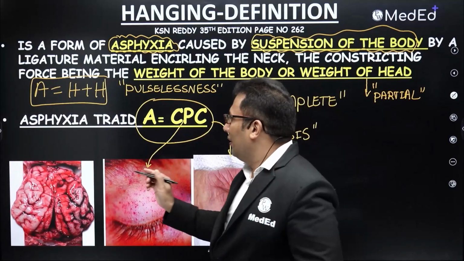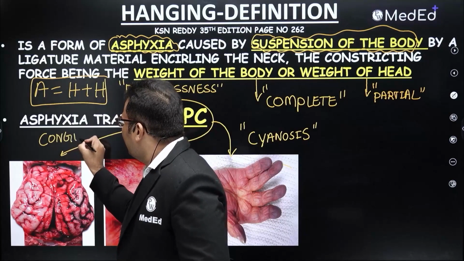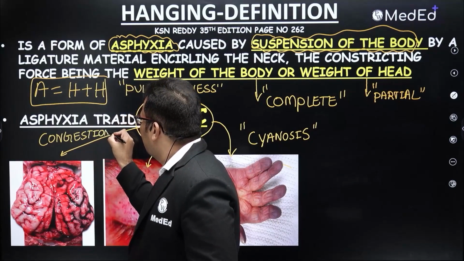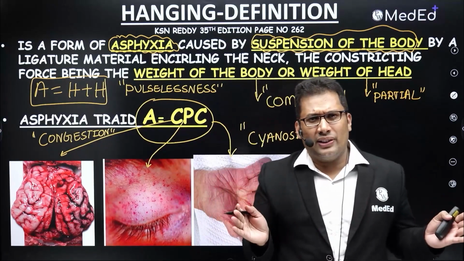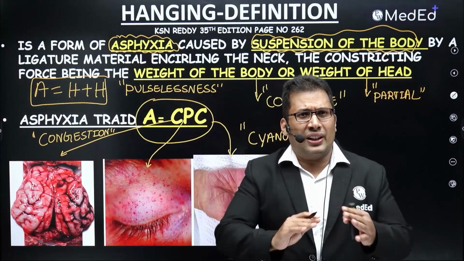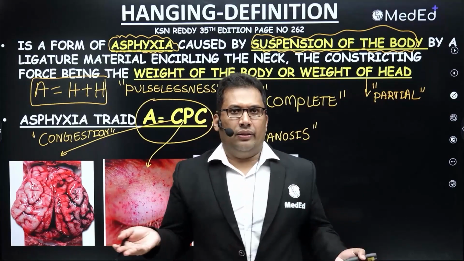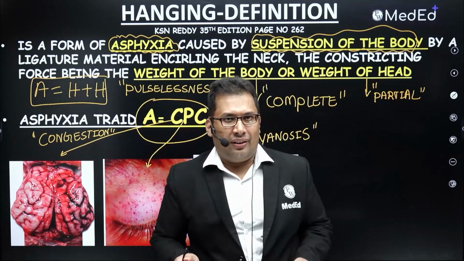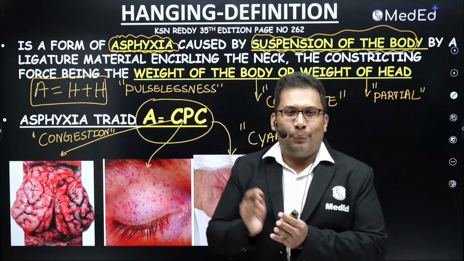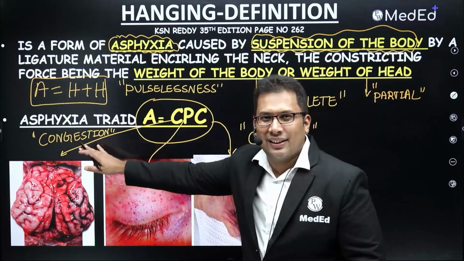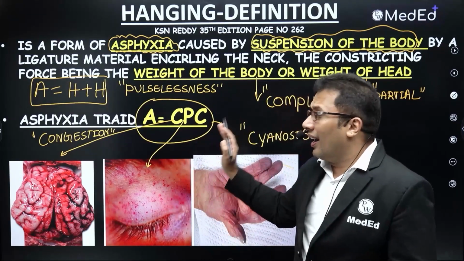Then C for congestion of the organs. Because of venous obstruction, in any case of asphyxia, usually in hanging or ligature strangulation, organs are congested. While writing postmortem reports of hanging, we write lung is congested, liver is congested, brain is congested. Why? Because of venous obstruction, the blood stays in the organ. That is known as congestion. So remember the mnemonic A equals CPC, the triad of asphyxial death.